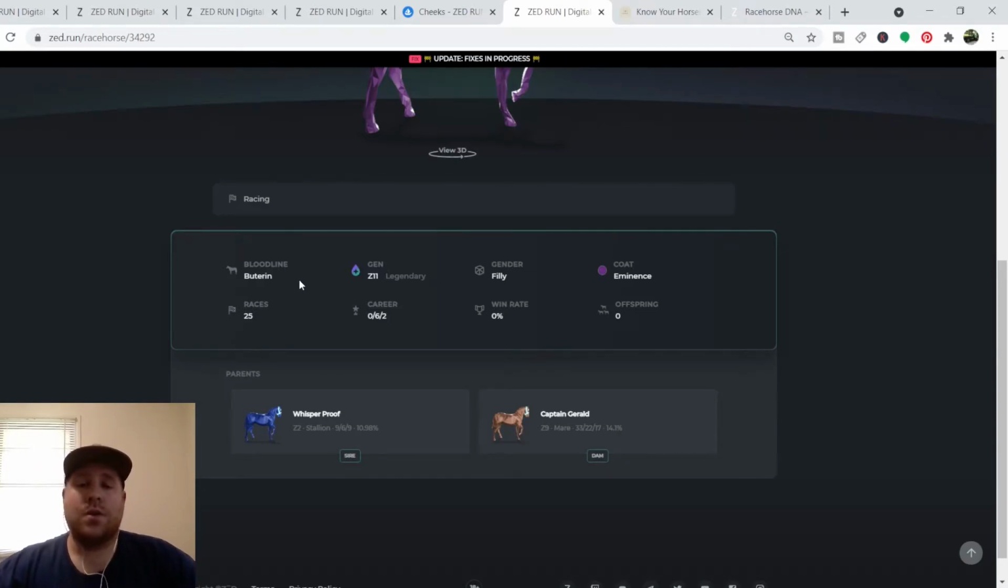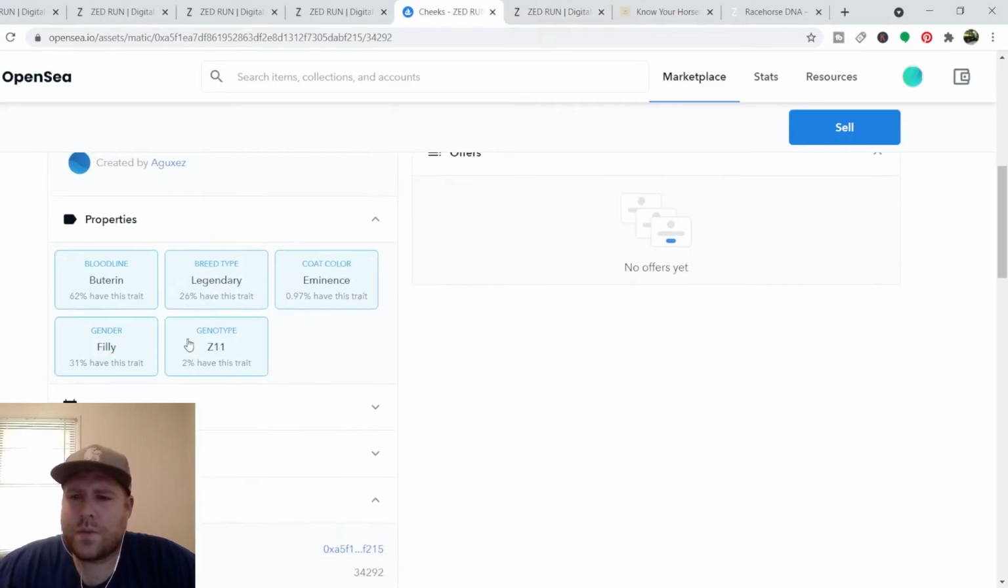So it is pretty solidified that Nakamotos are going to be the superior horses through breeding and racing and everything else. There's only 2,000 Nakamotos and only 2,000 Zabos, so they're more rare as well. But this is where you find your bloodline when you're in Zed Run. The gen, or generation, is going to have your Z number, which is your genotype, and then also, I think this is considered breed type.